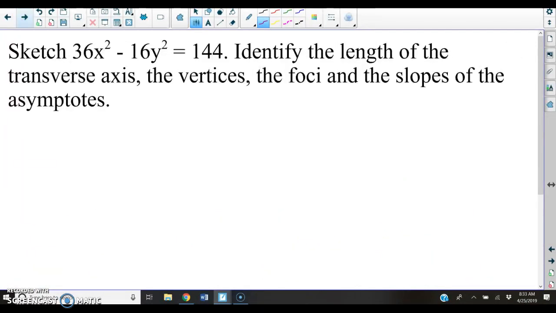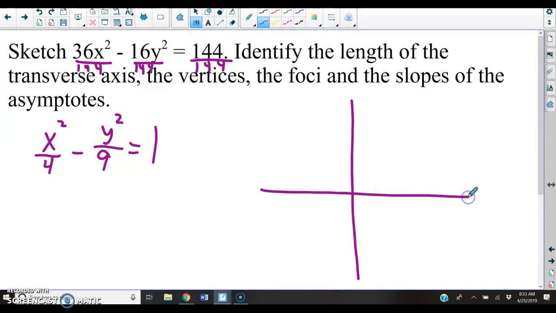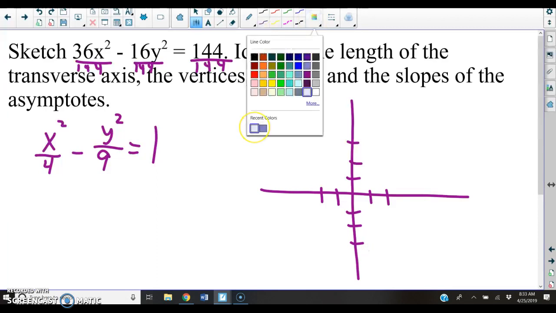Okay. So here we have another one. 36x squared minus 16y squared equals 144. We want it to equal 1, so I'm going to divide out the 144. So I'll have x squared over 4 minus y squared over 9, I believe that's 9, but you could check up on me, equals 1. Okay, so I know it's going to cross the x-axis. I want to go 2 in the x direction and 3 in the y direction because I square rooted a and b. Right, I'm going to go back to my light color to make my box.